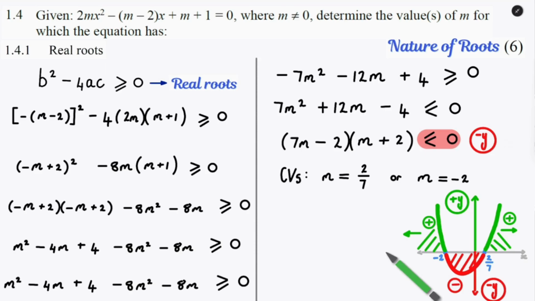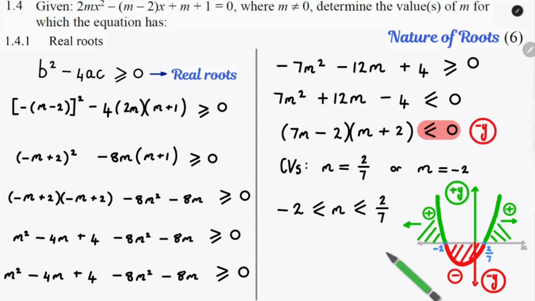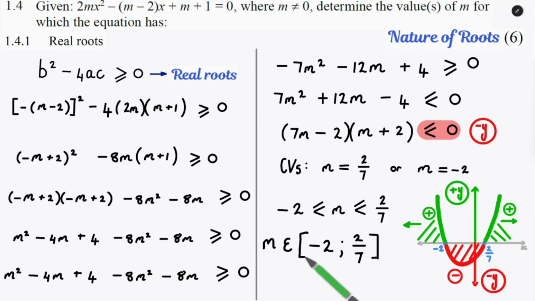And how I represent that is like this: when m is smaller than 2 over 7, but at the same time bigger than negative 2. And another notation is acceptable. You can say that m is an element that starts in negative 2 and ends at 2 over 7, and then I have to use the square brackets because I've got the inclusive inequality.